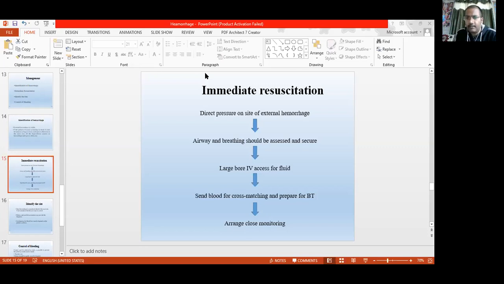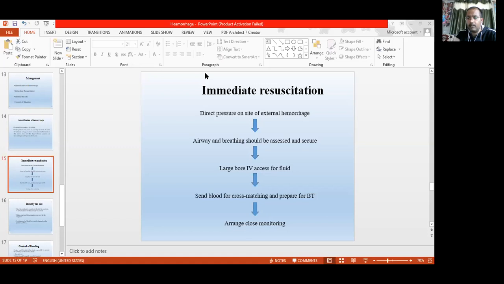Apply direct pressure, and clear the airway and breathing by the endotracheal tube or tracheotomy, and then give large bore IV access to give more and more crystalloid fluids. Send the sample for blood transfusion, meaning you arrange blood for that patient. It may be required in the future.